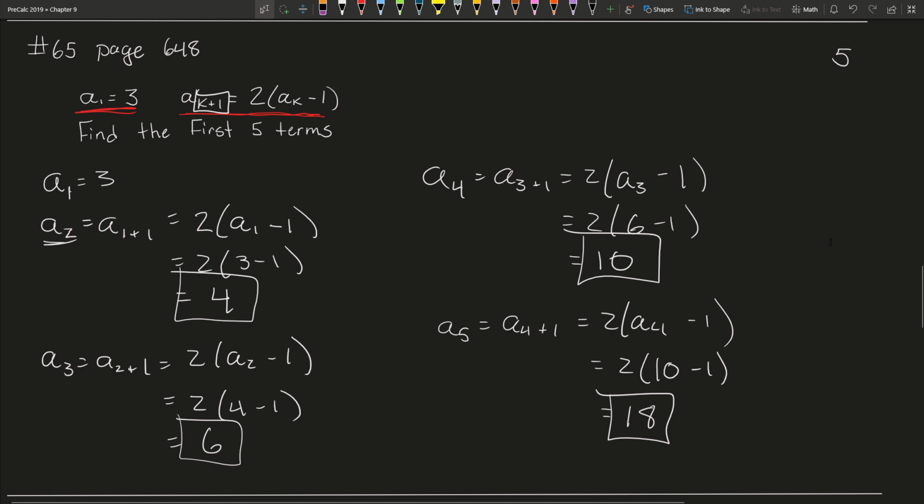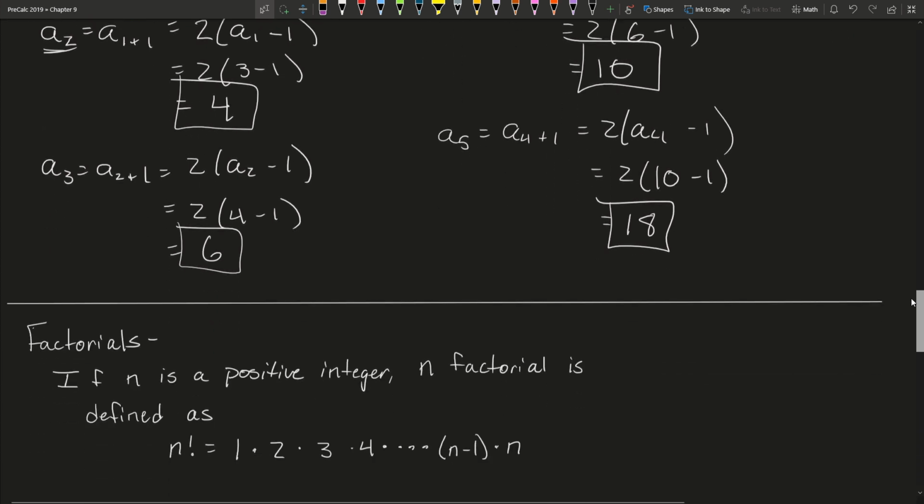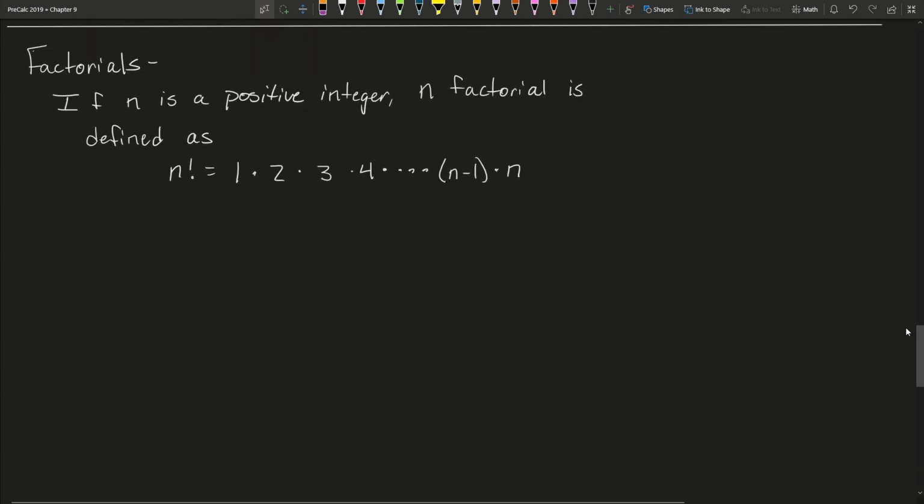All right. And the last thing I want to go over are factorials. Everything we're doing today seems a little bit scattered, and it kind of is, but everything we're doing is leading up to actual probability. So if you're thinking to yourself, I don't know how this ties in, these are all the tools that we need in order to actually do probability.